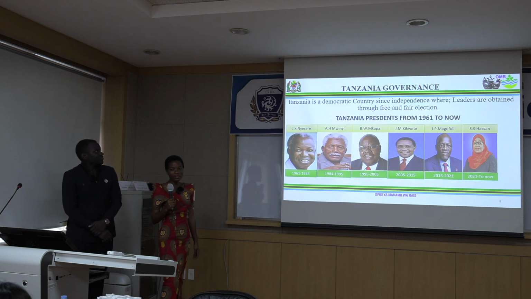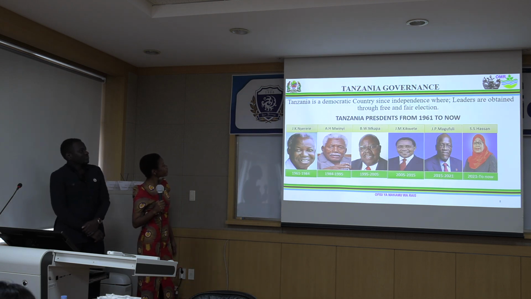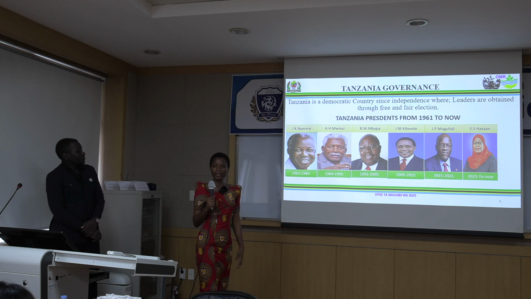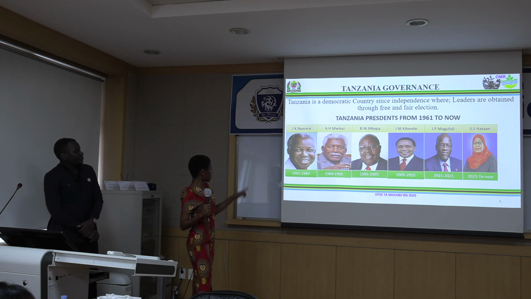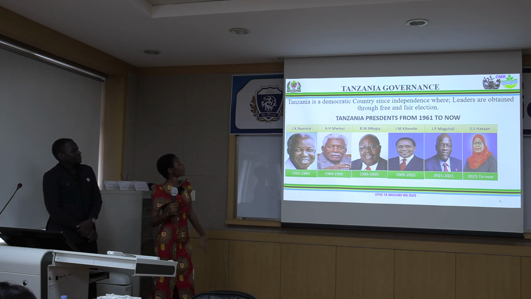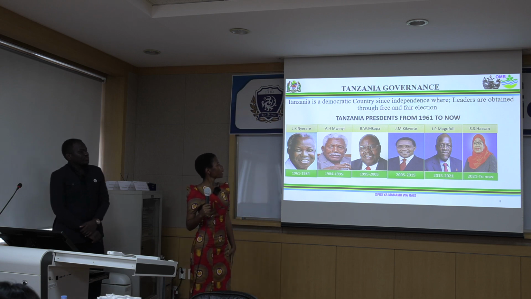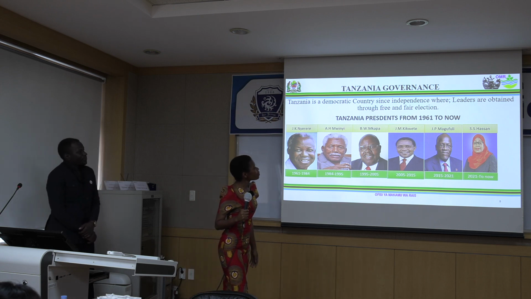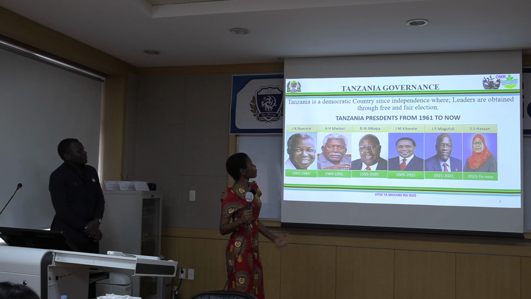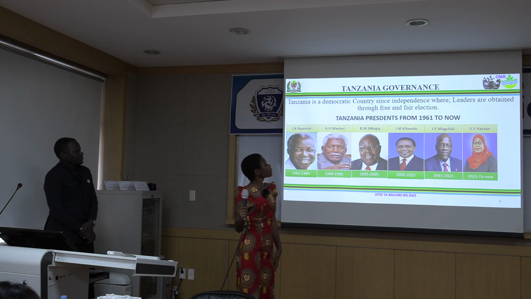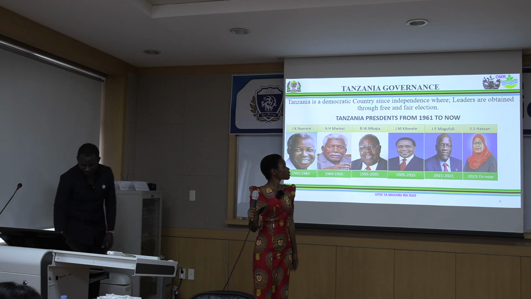Also, since we started the governance, we have J.K. Nyerere. In our national language, we call Baba wa Taifa the father of the nation, which started in 1961 up to 1984. The second one was Ali Hassan Mwinyi. Third one, Benjamin William Mkapa. The fourth one was Jakaya Mrisho Kikwete. And the fifth one was John Pombe Magufuli. And the current, we have Samia Suluhu Hassan.